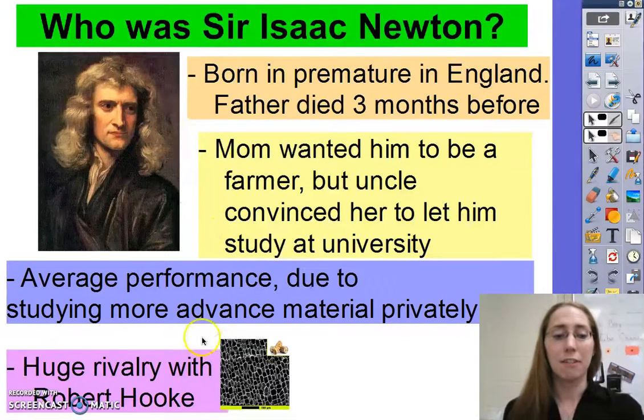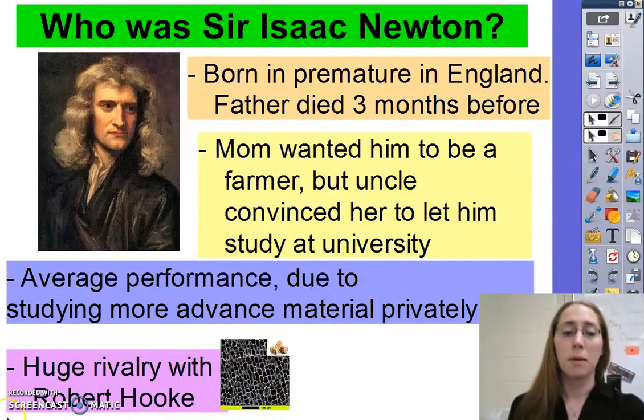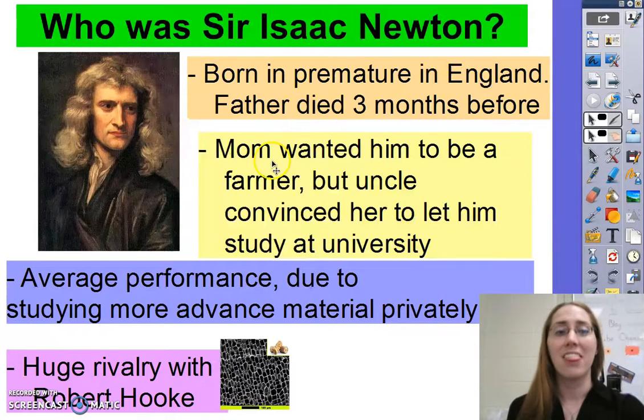And later in his life, he had a huge rivalry with Robert Hooke. Robert Hooke, if you remember back to 7th grade, is the guy who first described cells and saw that sample of cork. But Robert Hooke and Isaac Newton were not friends at all.